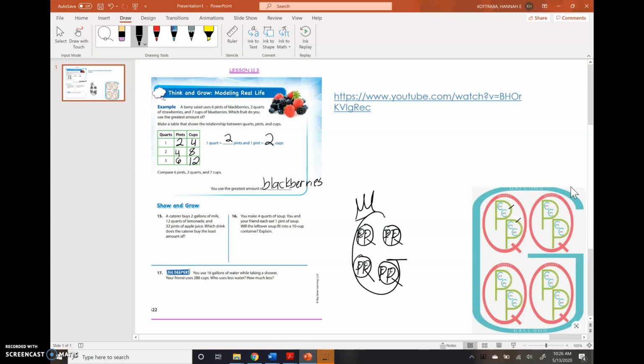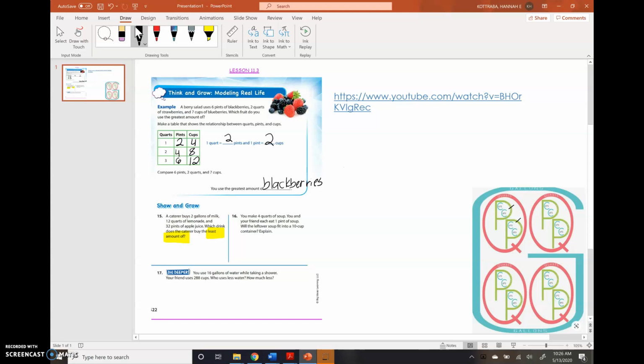Okay, let's look at number 15. A caterer buys 2 gallons of milk, 12 quarts of lemonade, and 32 pints of apple juice. Which drink does the caterer buy the least amount of? Make sure you focus on it saying least amount. What you want to do is have all of it in the same unit of measurement. We don't want to compare gallons, quarts, and pints. That's a little trickier. We'd rather compare everything that has the same measurement.